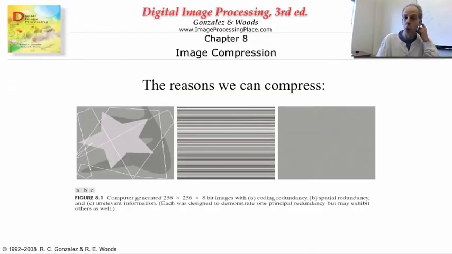The question is, why can we do image and video compression? There are many reasons, and we're going to talk about many of them. One of the reasons is what is normally called coding redundancy. That's one of the first things that we are going to see, that not every pixel value is equal. Some pixel values appear more, some appear less. As we can see in this image, there is a lot of the gray values representing this star, and only a few representing these white lines, and maybe none representing certain colors.